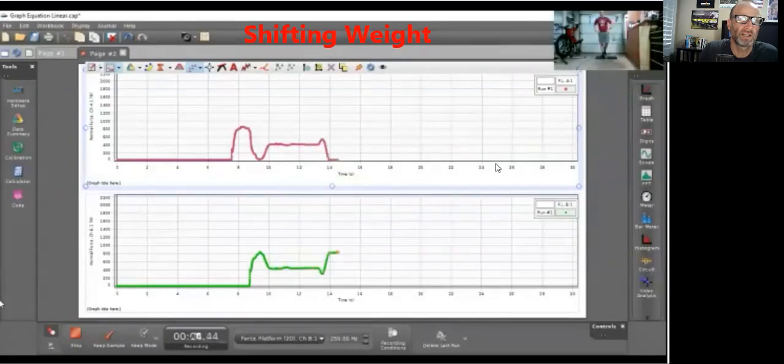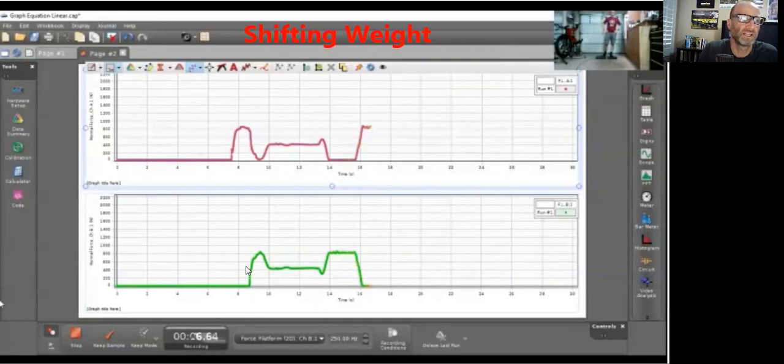I pick up my left foot. So now all my weight is on the right foot at 800 newtons, and there's no force acting on the left foot. So this is the left foot and this is the right foot. All right, so all the force is now on the right foot. Keep playing it. I shift weight to the other foot.